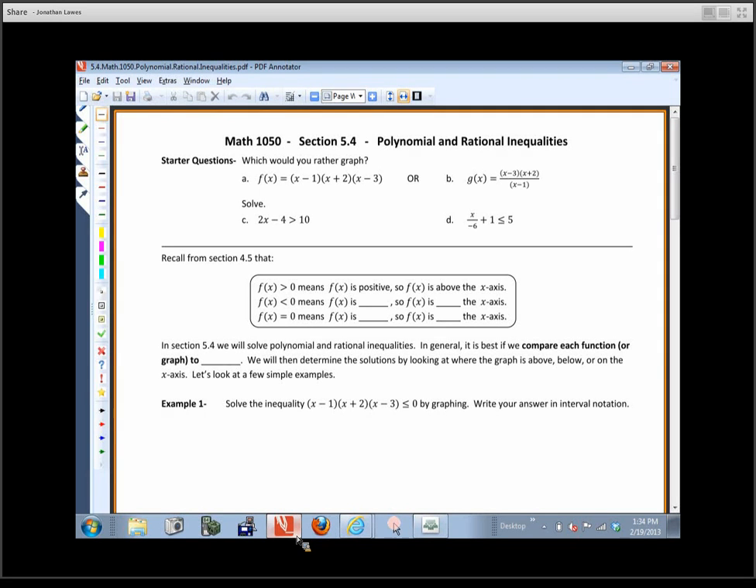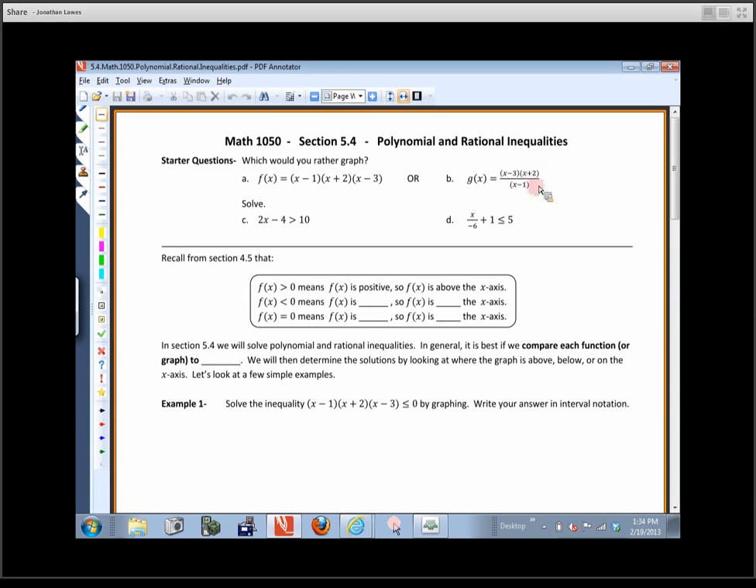So if you had a choice between graphing either the first one, f of x equals that polynomial that's already been factored, or b, that rational function that's already factored, which one would you rather do, a or b? A is a lot easier, right? Crosses at 1, crosses at -2, crosses at +3. Looks like x cubed. Okay, we're familiar with all of that behavior.